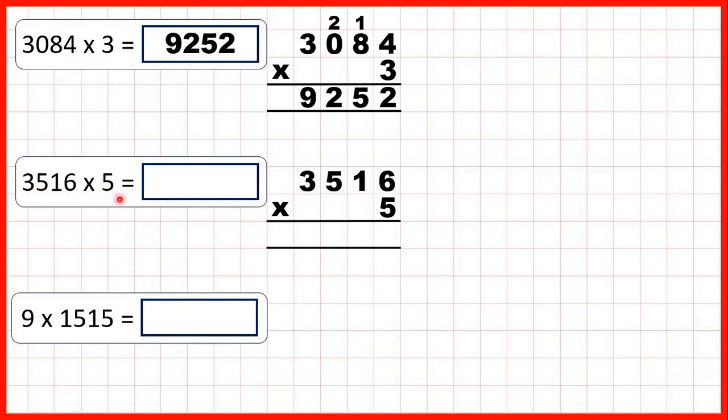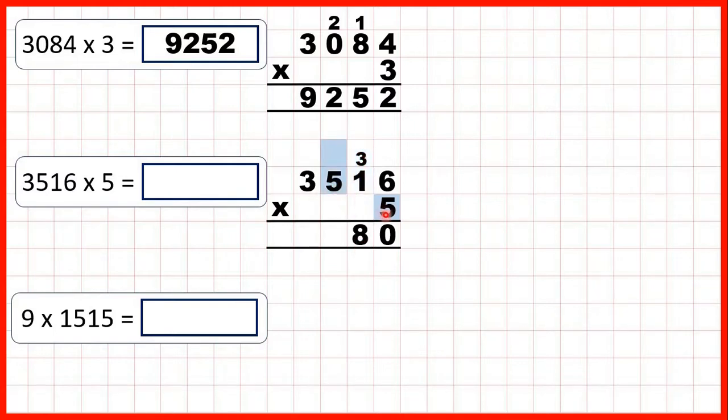Now we have 3,516 times 5, so we can set the question out in the same way and start by multiplying our ones digit. 6 times 5 is 30, so we need to write that 3 0. Now onto our next digit, so onto our tens. 1 times 5 is 5, but we need to add the 3 that's on top. So 1 times 5 is 5, plus 3 is 8.